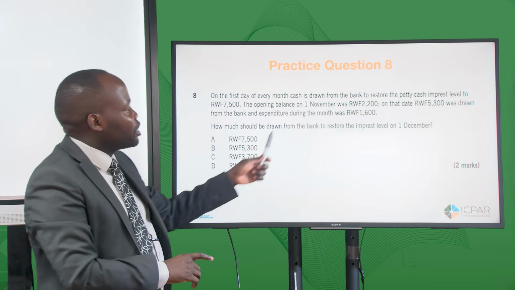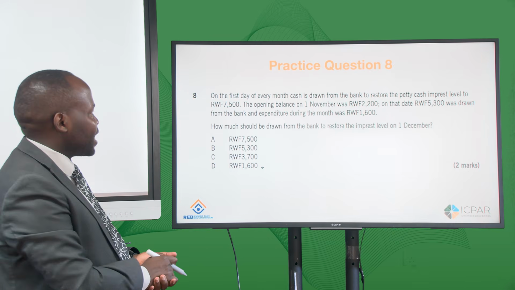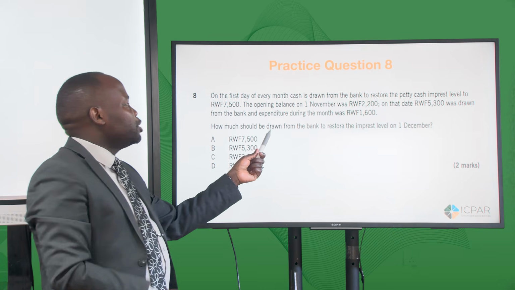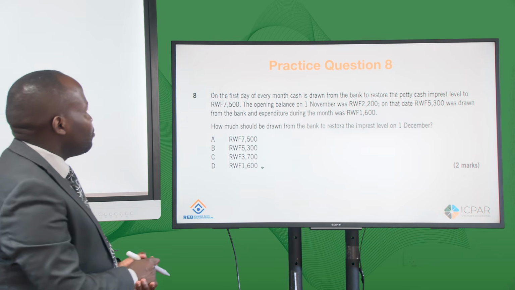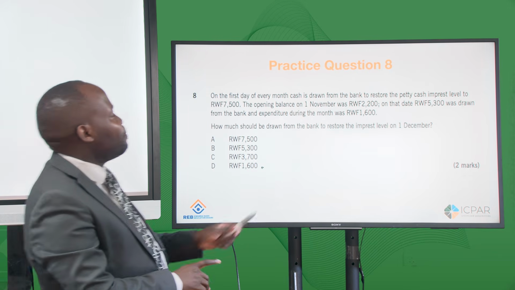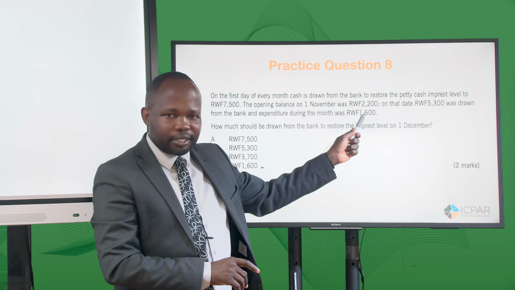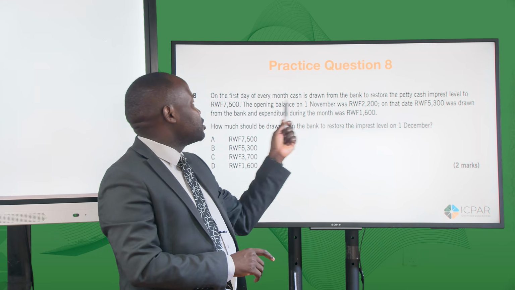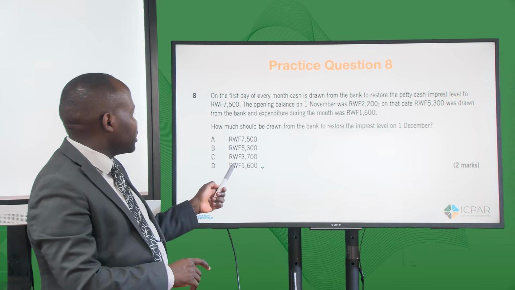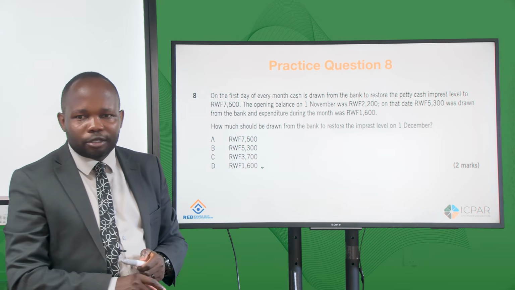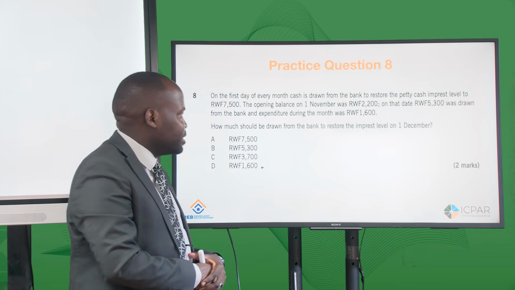And expenditure during the month was 1,600. How much should be drawn from the bank to restore the imprest? So how much should be drawn? The amount that was spent. To return it back to 7,500, the amount that was spent of 1,600. So our correct answer is D.